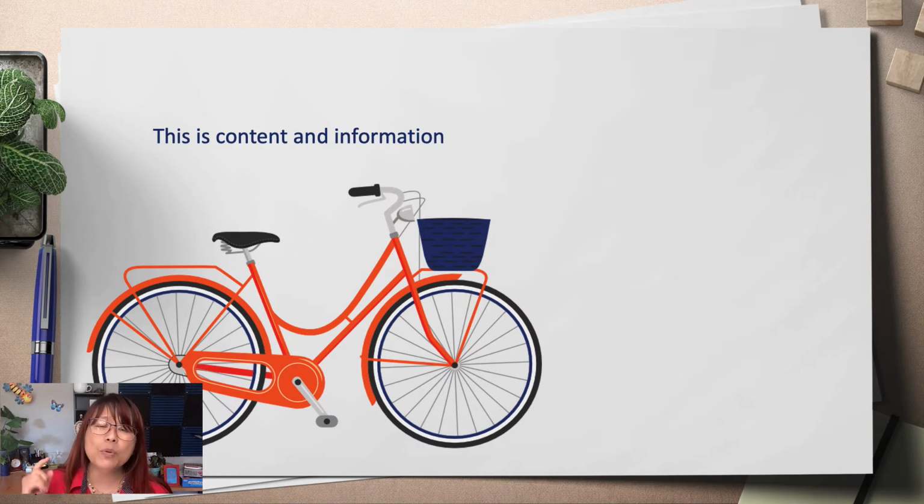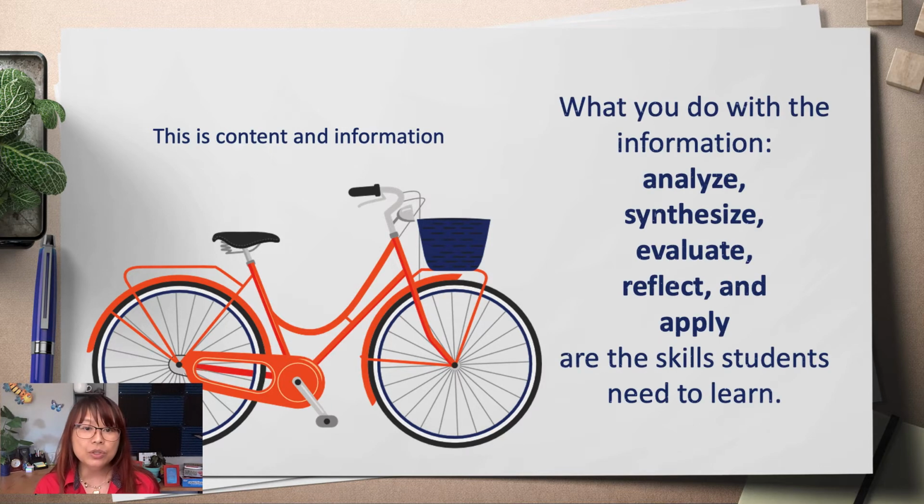Which means, think about what it takes to actually learn how to ride a bike. We have to pedal, we have to balance, we have to get on the bike, fall, get back on the bike, and keep going as we learn the skills to use the bicycle. Critical thinking is about skills, applying skills. What do you do with the information in terms of analysis, synthesis, evaluate, reflect, and apply? These are the skills that students need to learn, but these are the skills involved in critical thinking.